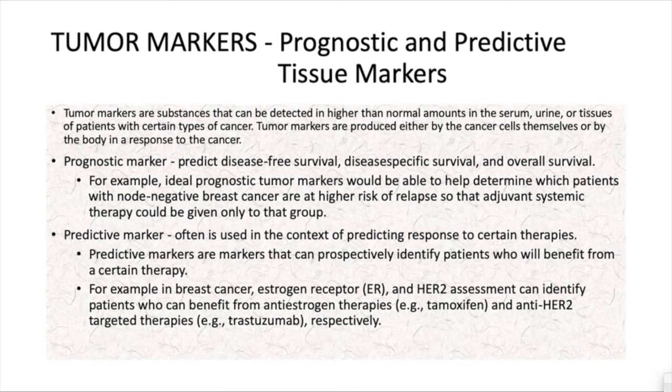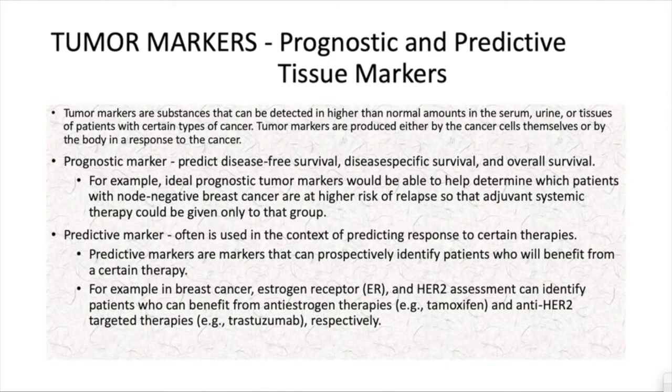Then comes tumor markers. Tumor markers can be of two types, that is prognostic or predictive tumor markers. What are tumor markers? Tumor markers are substances that can be detected in higher than normal amounts in the serum, urine, or tissues of patients with certain types of cancer. Tumor markers are mainly produced either by cancerous cells themselves or by the body in response to cancer.